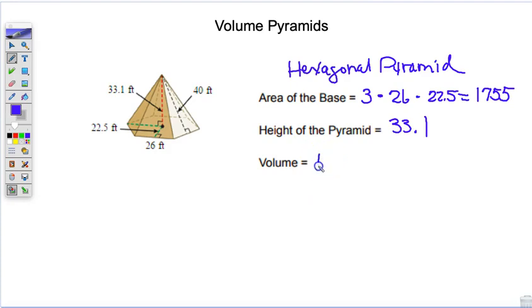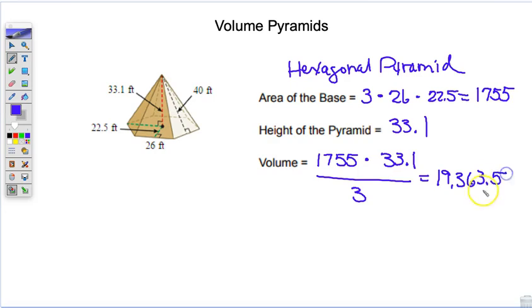For the volume, we're going to multiply 1,755 times 33.1. Again, we're going to go ahead and divide that by 3, and you should get 19,363.5, and it looks like it's going to be cubic feet.